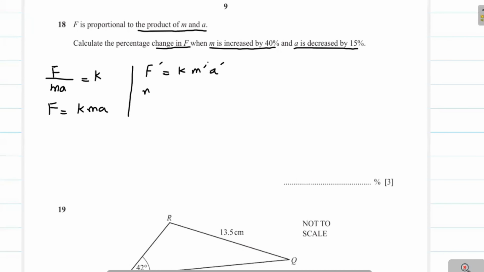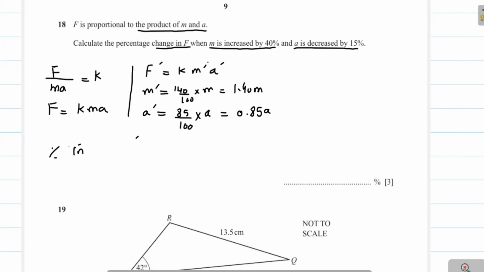You see here the M dash is increased 40%. Therefore, we can write 140 over 100 into M, and this value is equal to 1.4 M. And next is the A dash, that's a decrease of 15% of A. Therefore, we write 85 over 100 multiplied by A, and that is equal to 0.85A. Now, the percentage change in F when M is increased 40% and A is decreased 15%, that's equal to the percentage change in F dash.